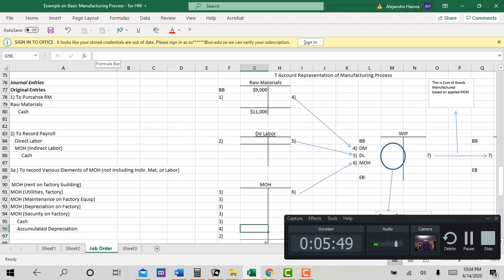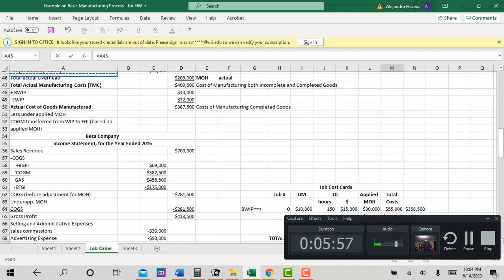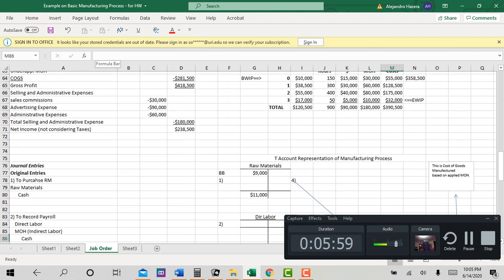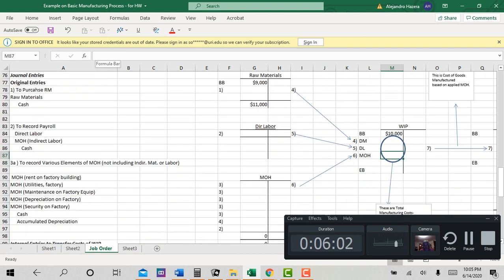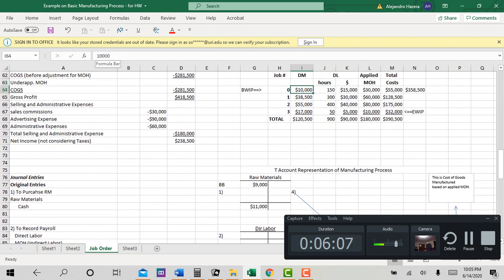Okay, then work in process. My beginning balance in work in process is $10,000. And by the way, it's not by coincidence that that 10,000 is equal to that 10,000 in direct materials in job zero. My assumption is that the company had put $10,000 of raw materials into process at the end of last period, and they needed to add some direct labor and manufacturing overhead to finish that job. So that's not by coincidence. That is your beginning work in process.